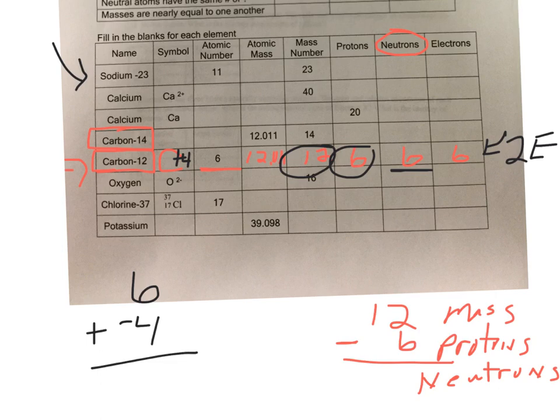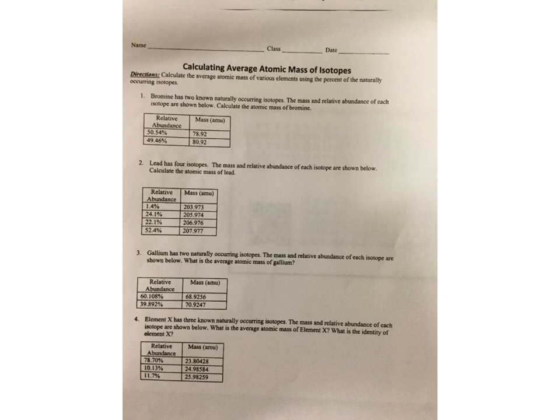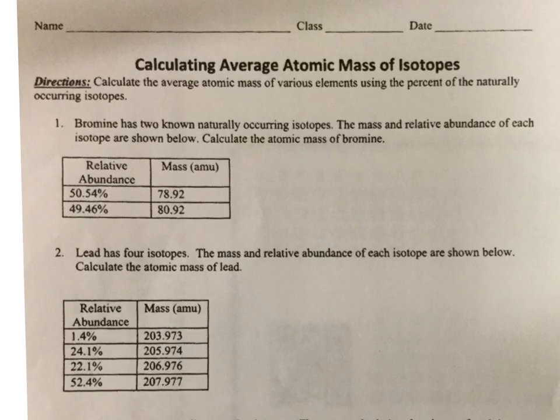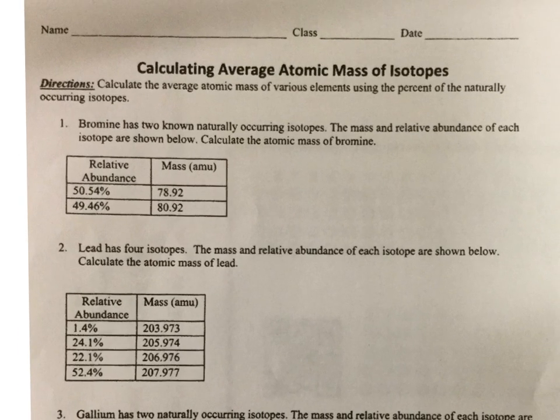What are your 3 subatomic particles? Protons, neutrons, and electrons. What's my charge for protons in the atom? Positive. What's my charge for electrons? Negative. And what's my charge for neutrons? There is no charge. It's neutral. Very good. Okay, nice. Okay, now do we need to go over isotopes? Yes? Yes. Okay, that was one of the most asked questions yesterday.